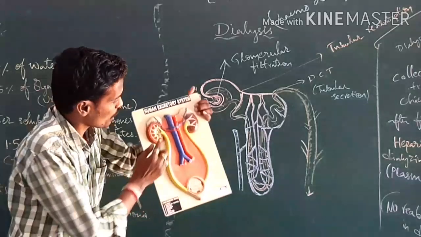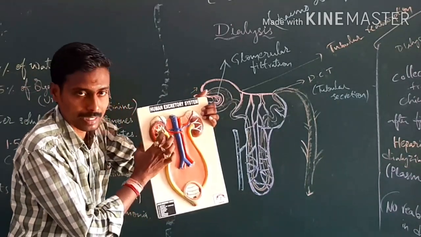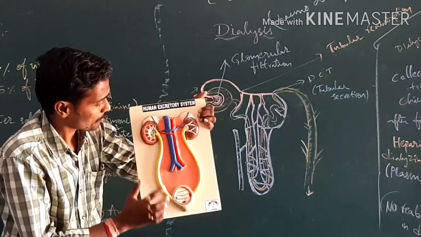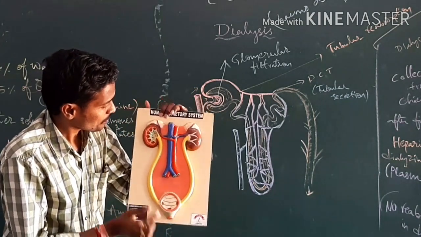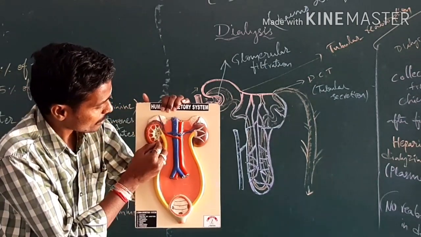Where is the ureter coming out from? Here we do observe the ureter. This is the ureter. It is coming out from the kidney. From each kidney we observe the ureter coming out. Here, just listen to me. We do observe these are nephrons.